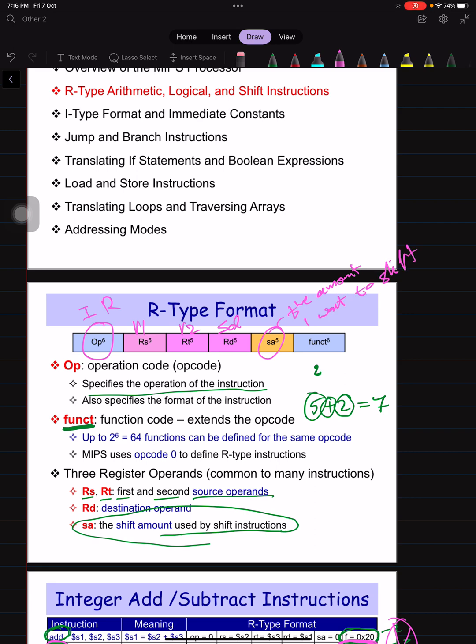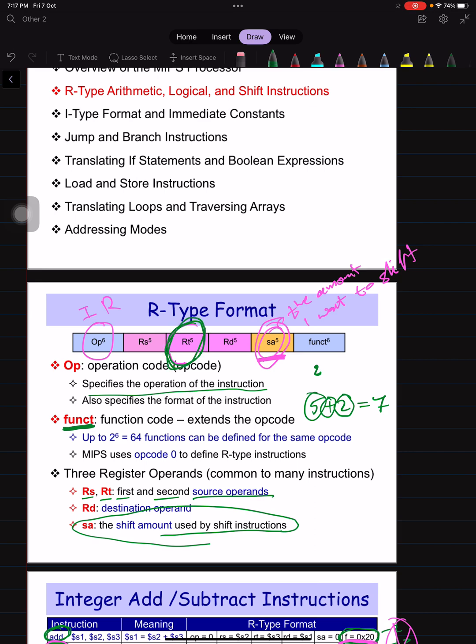This is the amount I want to shift. So if I want to shift by a constant value, I will use this. If it's not a constant value, if I don't want to use a constant value and I want to use a variable, then I will use this one, and we're going to shift this one, whatever is in here. In the shift operations, again, let me repeat: in the shift operation, we're going to shift this one.